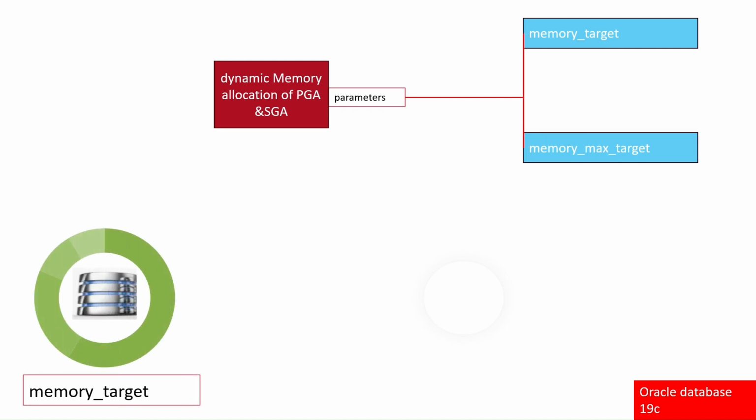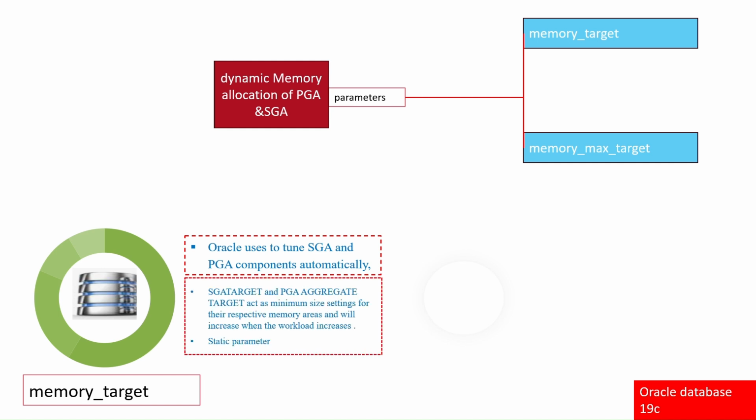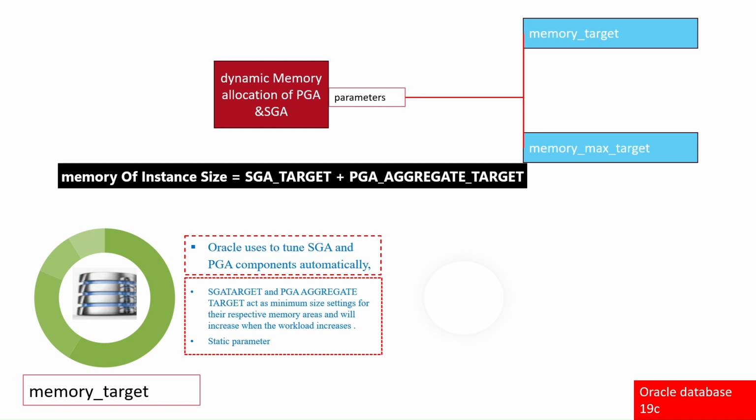Memory_target. Memory target is the parameter that Oracle uses to tune SGA and PGA components automatically. Memory target specifies the total memory size of SGA and PGA. The memory target should be set to a relatively high value to achieve better performance. When using automatic memory management, the SGA_target and PGA_aggregate_target act as minimum size settings for their respective memory areas and will increase when the workload increases.